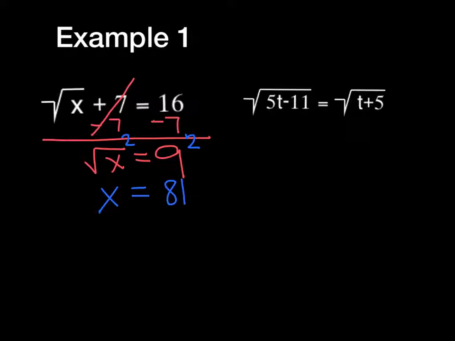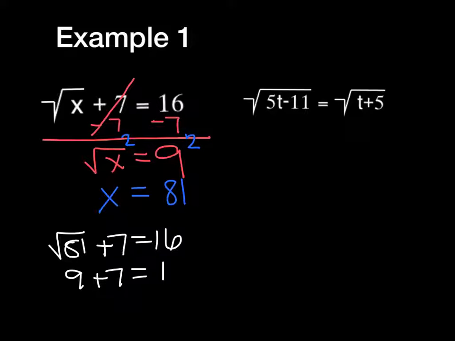And of course, when we first started talking about how to solve equations, we talked about the importance of plugging it back in. So if you plug 81 back in, that would be the square root of 81 plus 7 is equal to 16. Now this is just simply order of operations. You would take the square root of 81, which is 9, plus 7, which is 16, and 9 plus 7 is 16, and that is in fact equivalent to 16 on the other side.